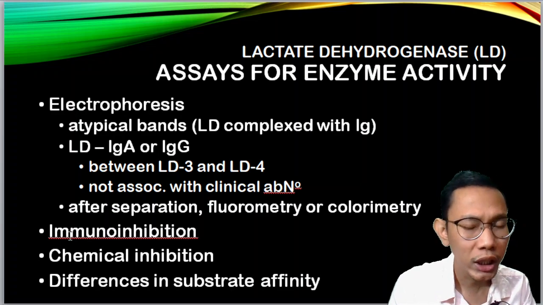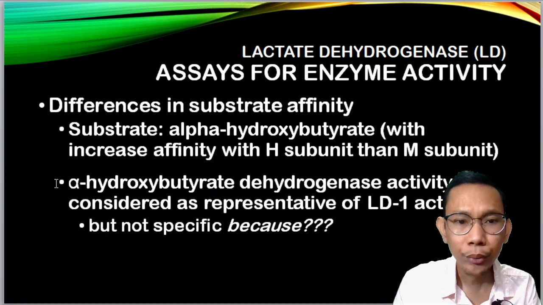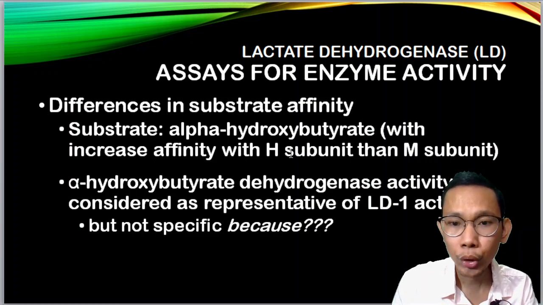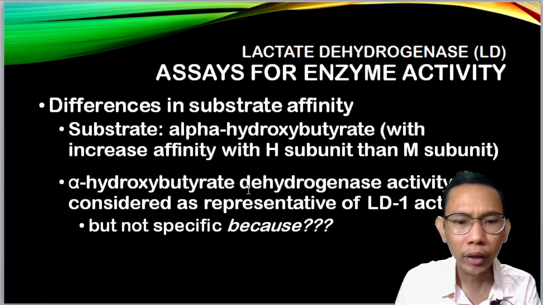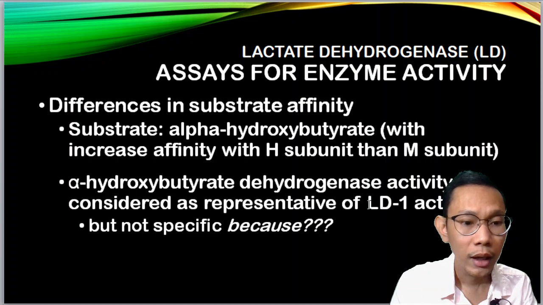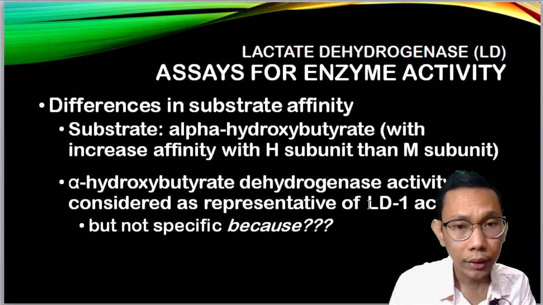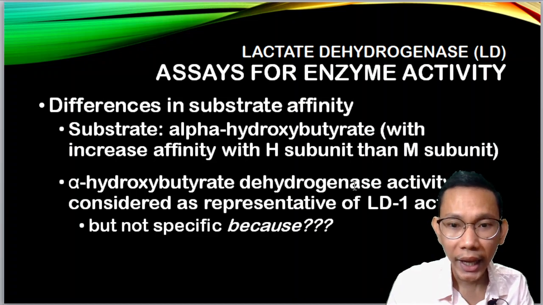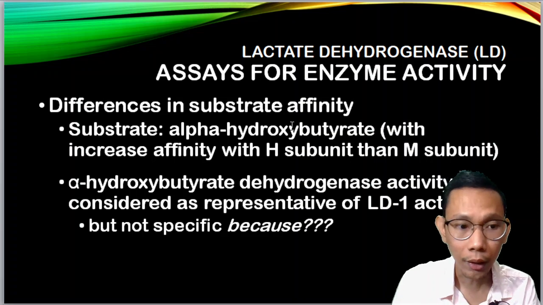Other tests you can do are immuno inhibition, chemical inhibition, and differences in substrate affinity. Your substrate will be alpha hydroxybutyrate, with increased affinity for the H subunit than the M subunit. Your alpha hydroxybutyrate dehydrogenase activity is considered a representative of LD1 activity but is not specific. Why do you think it is not specific for LD1? Because your LD2, LD3, and LD4 can also contain the H subunit, meaning it is not specific for LD1 only. It's a good representative but not specific.